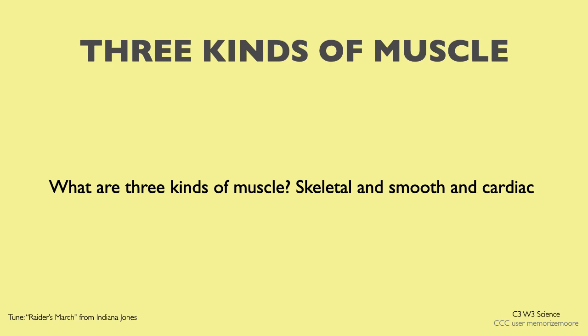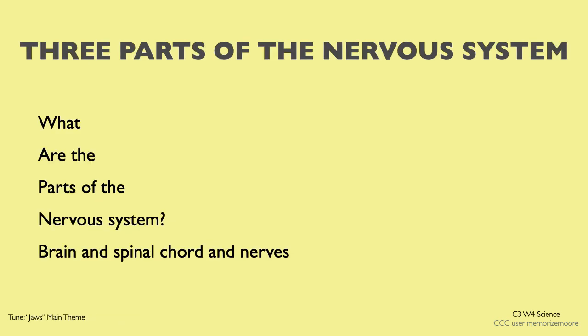What are 3 kinds of muscle? Skeletal and smooth and cardiac. What are the parts of the nervous system? Brain and spinal cords and nerves.